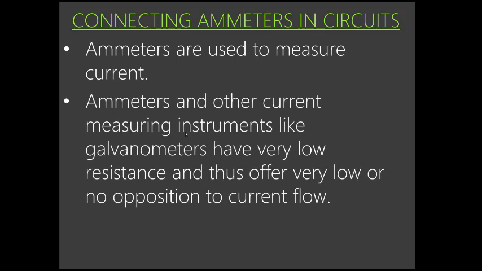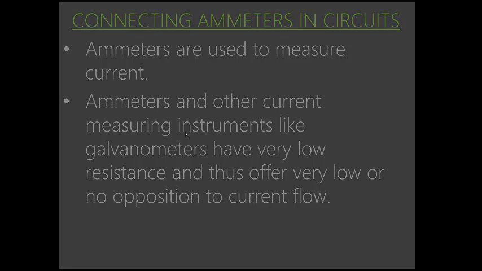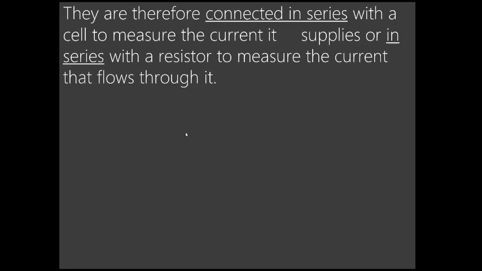Ammeters and other current measuring instruments like galvanometers, milliammeters, and others have very low resistances and thus offer very low or no opposition to current flow. They are therefore connected in series with a cell to measure the current it supplies, or in series with a resistor to measure the current that flows through that resistor.